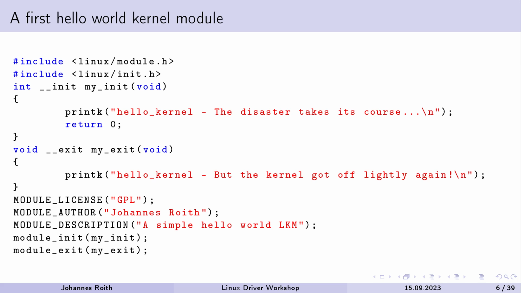These header files are shipped with our Linux header files. And then we have three more macros: MODULE_LICENSE, MODULE_AUTHOR, MODULE_DESCRIPTION. These are just metadata we can pass to our kernel. Author and description are optional, but you always have to specify a license. So here we are using the GPL license.